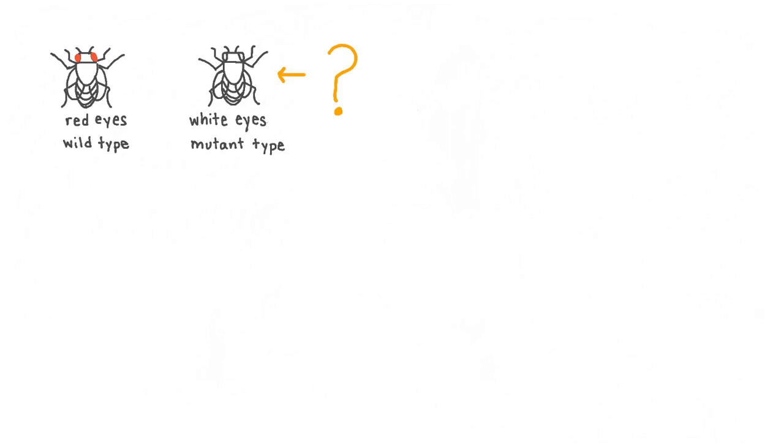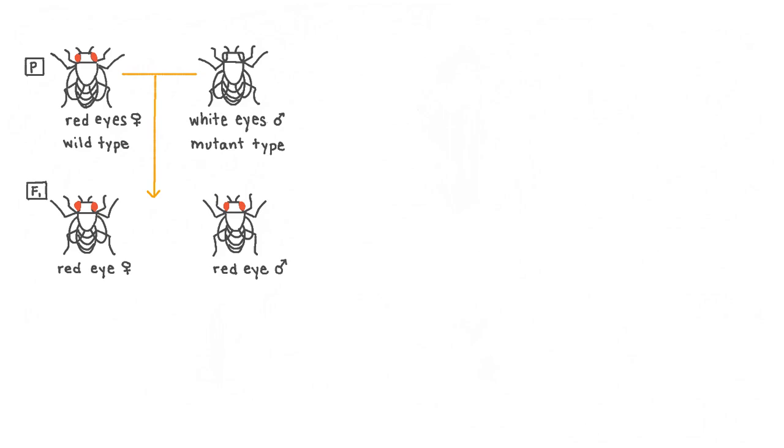Dr. Morgan decided to try and figure out how this single male fly had ended up with white eyes and how this trait had been inherited. So he crossed this white-eyed male with a red-eyed female. We typically call the first cross in a genetic experiment the parental or P generation. The offspring from this cross, or the F1 generation, all had red eyes. This confirmed that the red-eyed version of the trait was the dominant one.